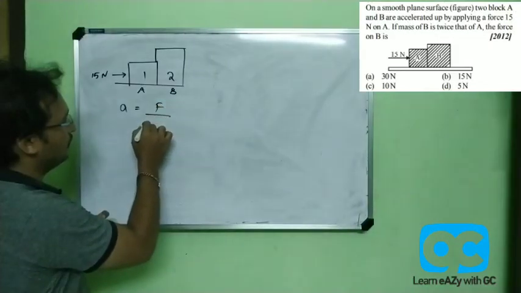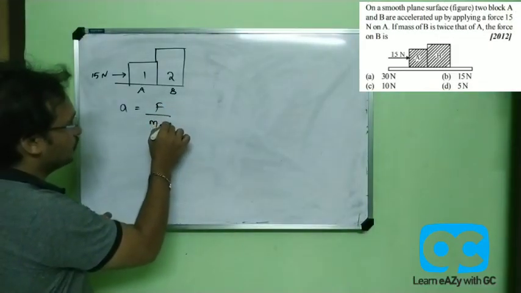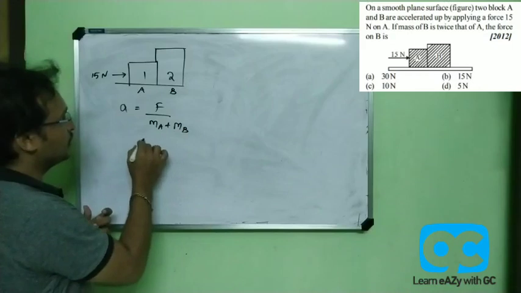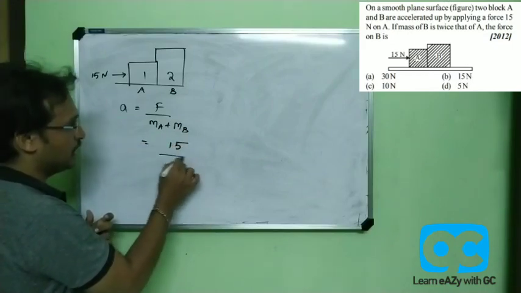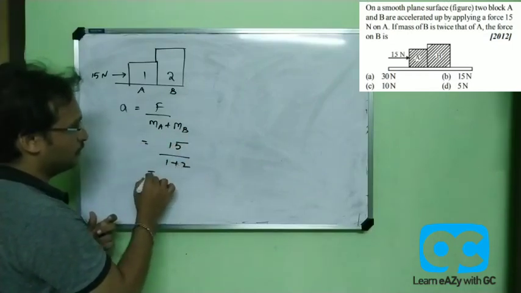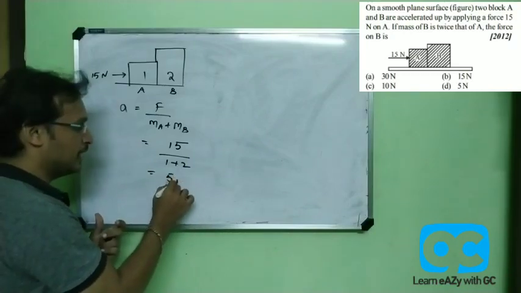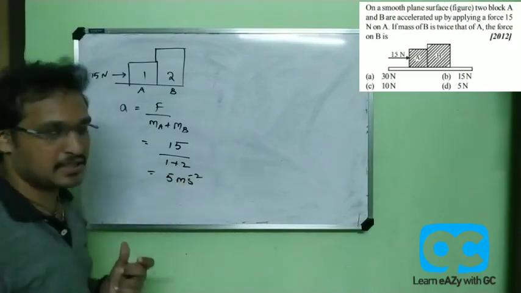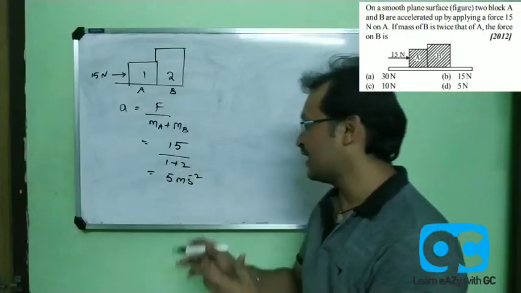Now, what is the common acceleration? Total force divided by total mass. What is total force equal to? 15. Total mass equal to 1 plus 2, so 15 by 3. Common acceleration is 5 meter per second square.